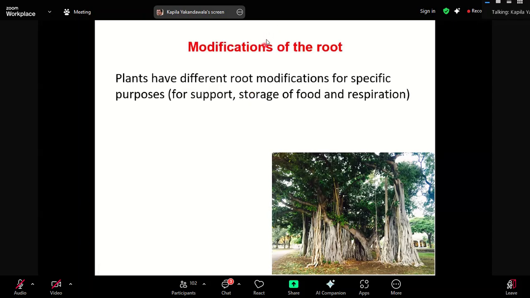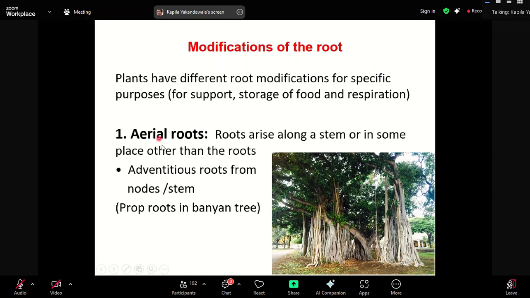Next, modification of the root system. Usually, plant root has either taproot or fibrous root system, but sometimes roots are modified, as you can see here. This is banyan tree, and they perform specific functions like storage of food, could be support, respiration, etc.